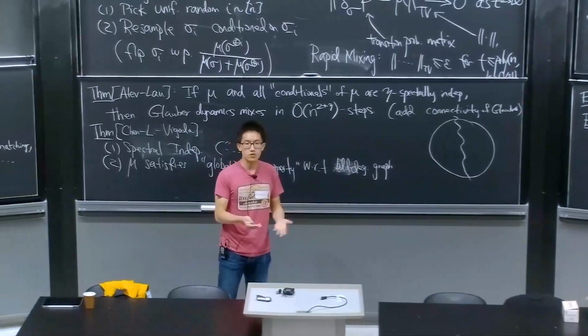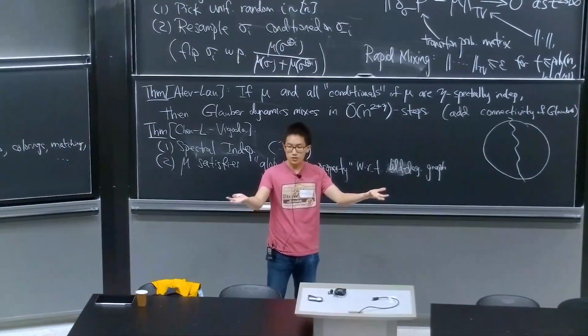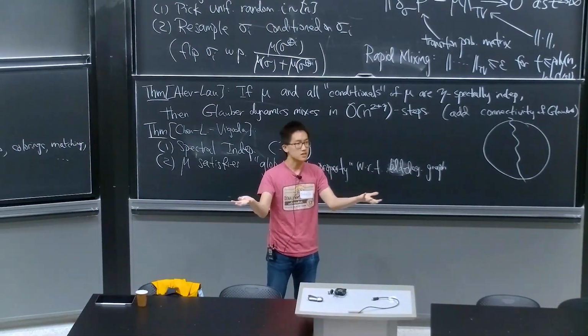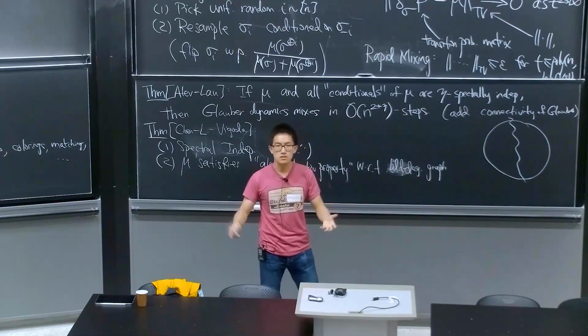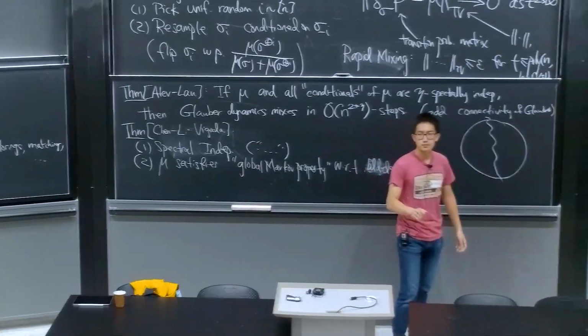In other words, as an example, say I have a distribution over matchings in a graph. If I have two graphs that are disconnected from each other, they have no edges between them, then the matching here is independent of the matching here. Okay. Does that make sense?